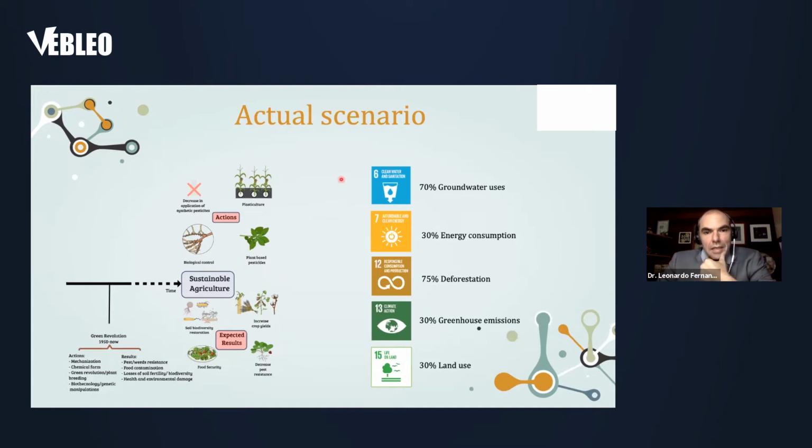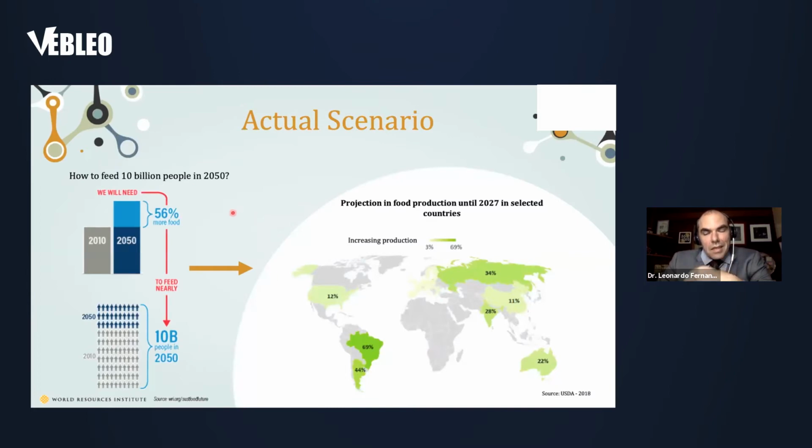Another important point is that agriculture is responsible for 70% of groundwater use. It's responsible for 30% of energy consumption, 75% of deforestation, 30% of greenhouse emissions, and 30% of land use. Also, it's important to think that we are preparing the world for the next years, and it's expected that to feed 10 billion people in 2050, we need to increase food production around 60%.